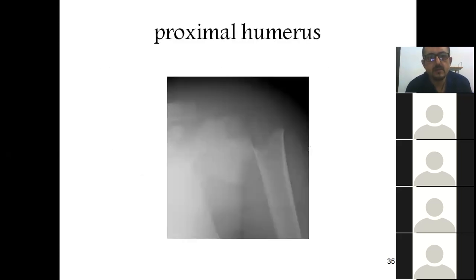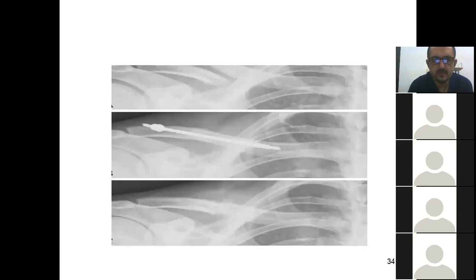Okay. Can you ask one question? Yeah. Sir, what about the use of figure of 8 bandage? In the non-operative management in the pediatric population, you can use a sling, you can use a figure of eight. Does not matter. Most of them will heal very well.